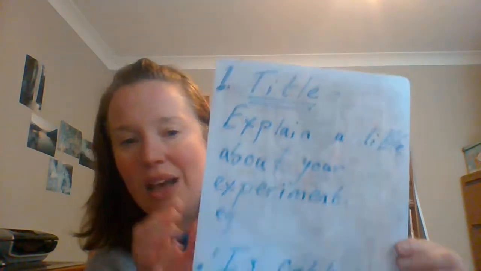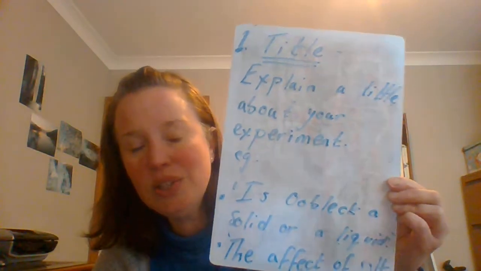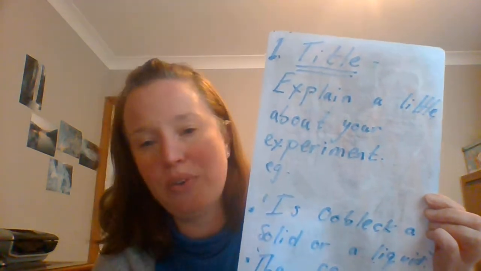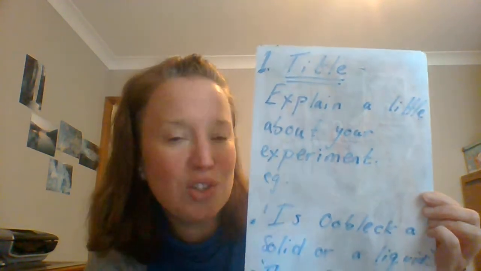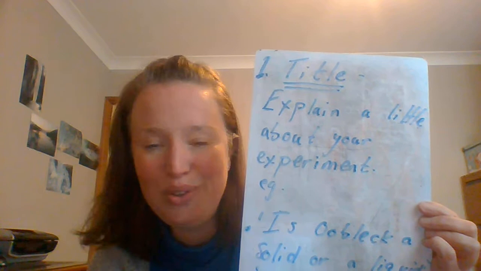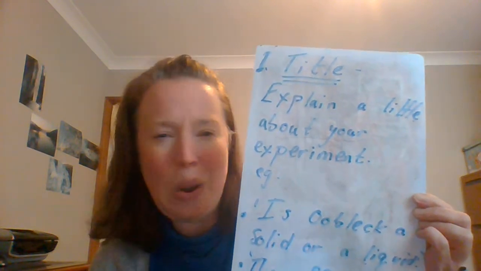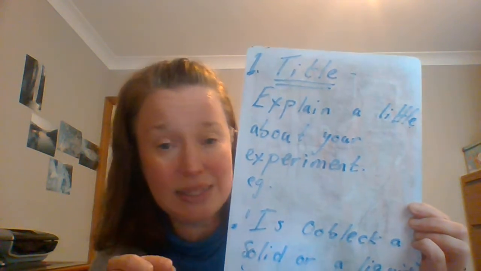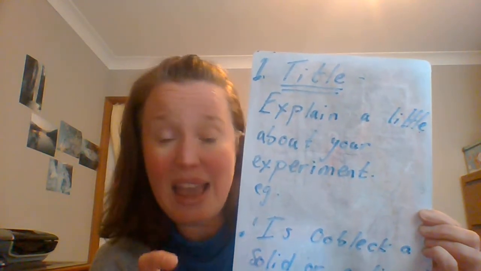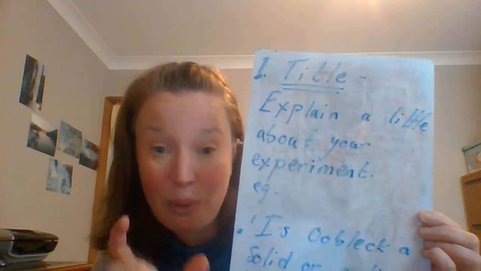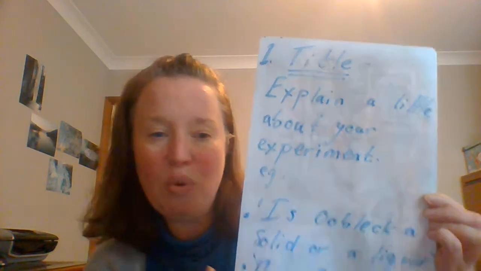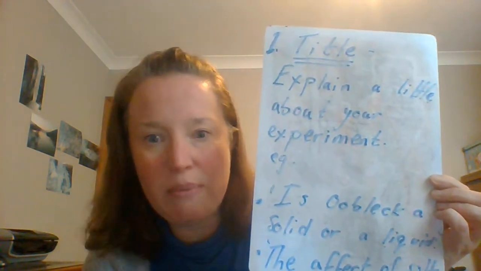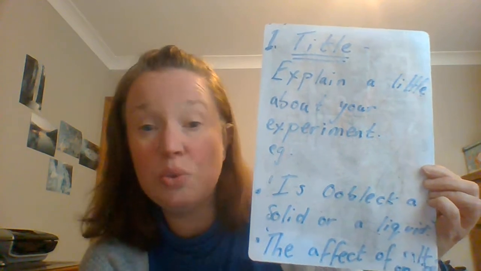So the first thing that you'll need to write is a title. Now, a title will explain a little bit about your experiment. It's not a story title, so I don't want huge, creative, interesting, witty puns and alliterations. I want a really simplistic and very simple explaining of what it is your science experiment was about to do. Yeah, what it is you were trying to find out.